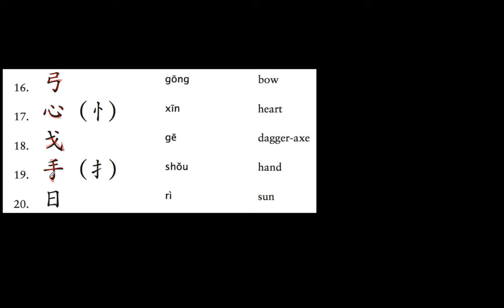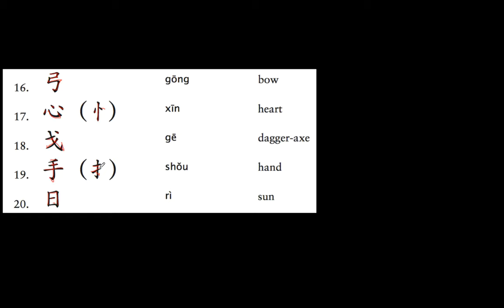Shu, heng, zhe, heng, heng. This is called shu xin pang. It has the same meaning as xin. It is the variation of xin used in the radicals. Shu, dian, dian. And this one, heng, shu, gou. Ti.